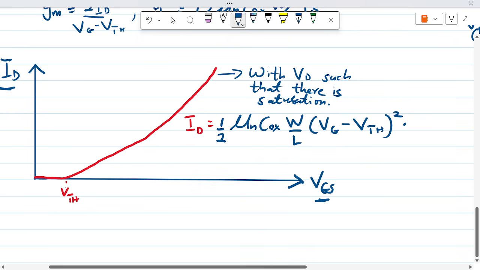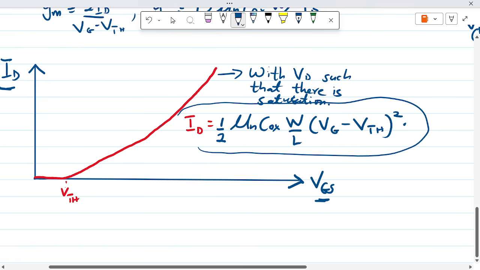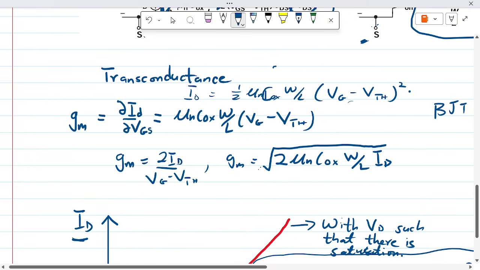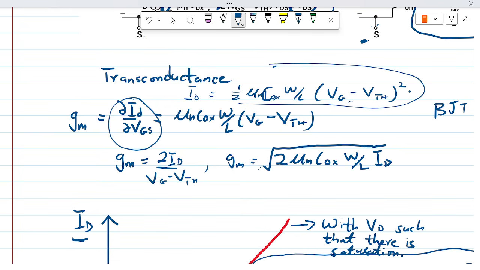So after saturation, we have this relation for ID, and we are saying that within a very small window here, we could linearize this function. So what becomes the transconductance? That's what we are looking at. For small changes, we just differentiate this, which only works around a small operating point.